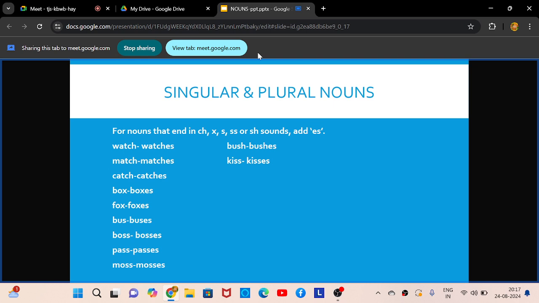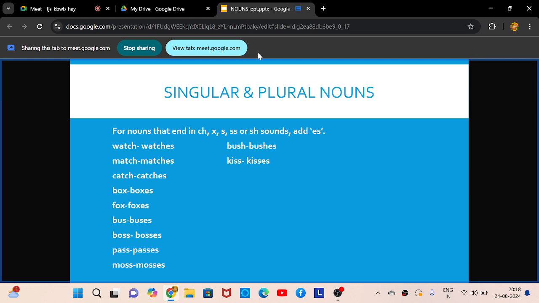Okay. So you can see that watch, match and catch end with ch. All these words end with ch. So since they are ending with ch, we need to add es to get their plural forms. As watch, match and catch end in ch, we have to add es to get their plural forms. Next is box and fox.